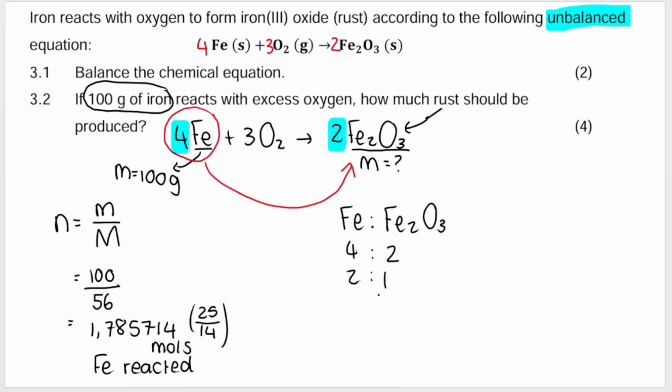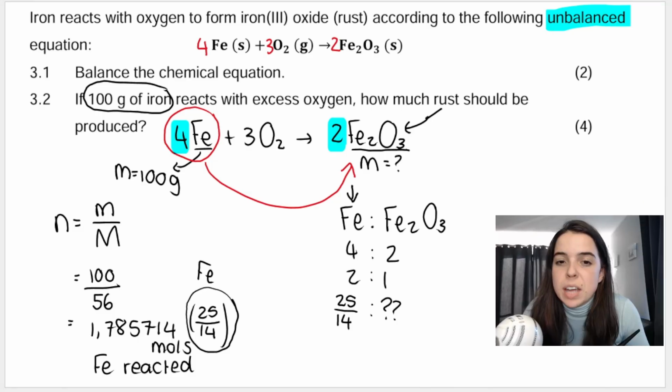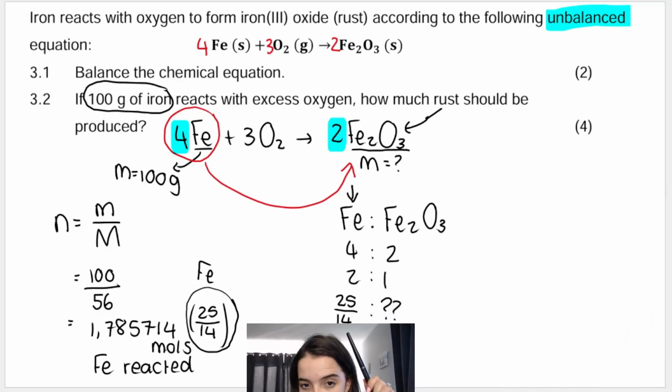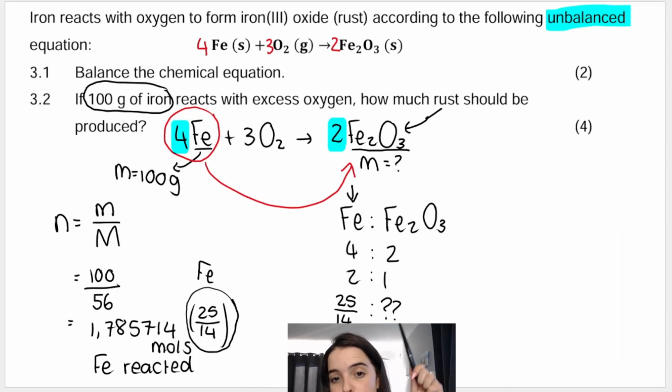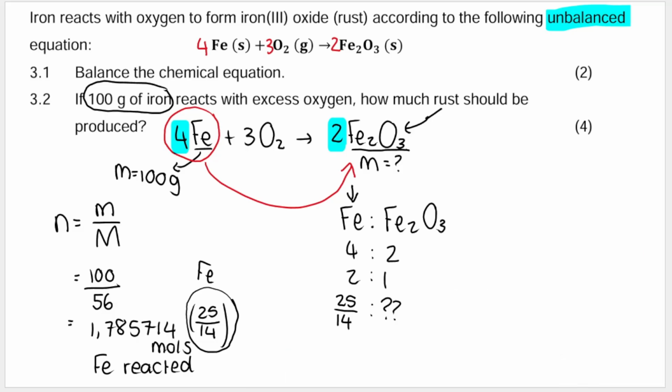Then what we already know is that 25 over 14 is the number of moles of iron, Fe, that will be consumed or reacted. So under iron, in this column, under the mole ratio, we're going to put 25 over 14. Now we need to work out this over here. Basically we're saying, if we use up 25 over 14, which we are, we're going to use up all the iron, how much rust will be produced according to the mole ratio.